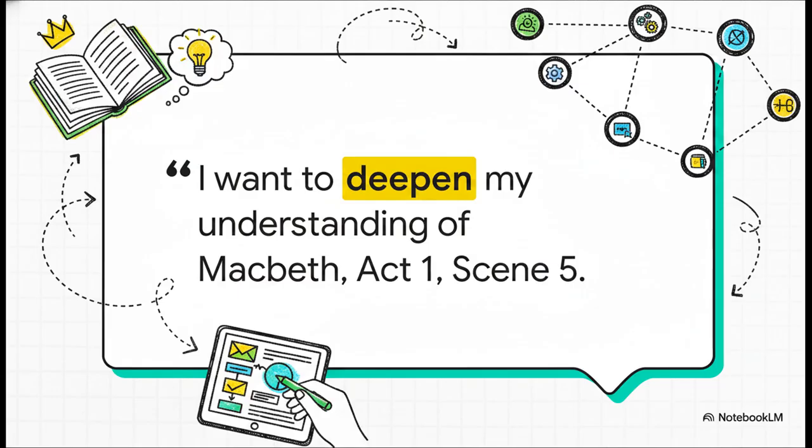Now notice how hyper-specific this is. It tells the AI your exact grade level and the exact text you're analyzing, like saying you're a GCSE English literature student looking at Macbeth, Act 1, Scene 5. From here, the AI won't just summarize the play for you, it's going to begin actively interrogating your perspective.